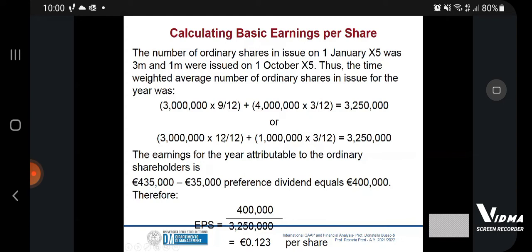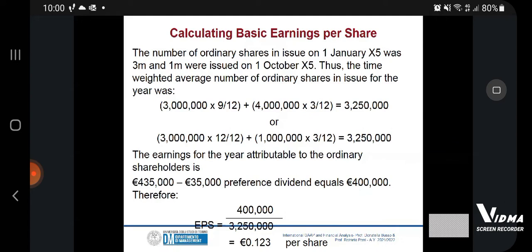They are up there. But the new shares that you are issuing, these 1 million shares that you issue on 1st of October, are circulating, in issue or outstanding only for 3 months. They are issued on 1st of October and remain until 31st of December. That is 3 out of 12 months. Again, if you calculate the weighted average number of shares, it's the same amount or the same number. You can follow either one of these calculation methods and you will have the same result.